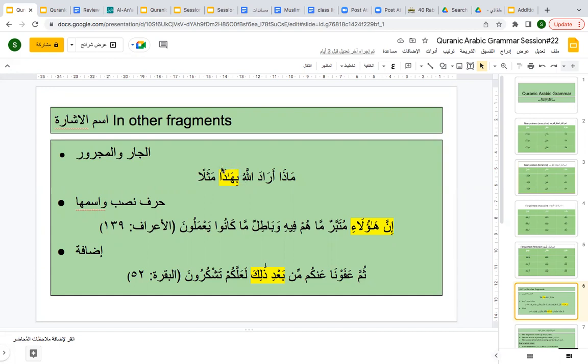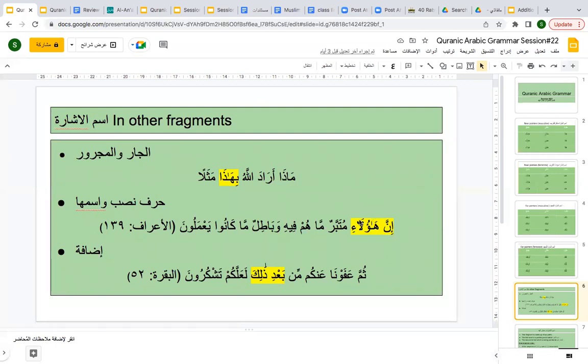Okay. What do you think about bihaza? What is happening here? Which fragment are you seeing here? It is jar and status because of bi. So you are seeing al jar wal majroor. Everyone understood this? Al jar was your bi and haza was majroor, right? And since it is not flexible, it's not going to tell you its status.